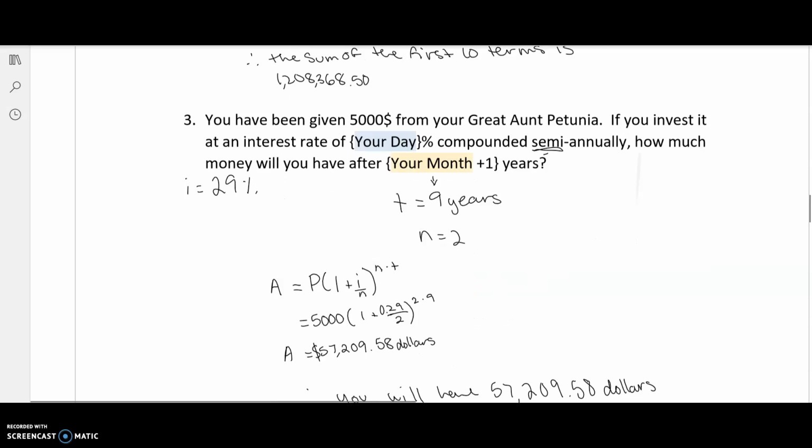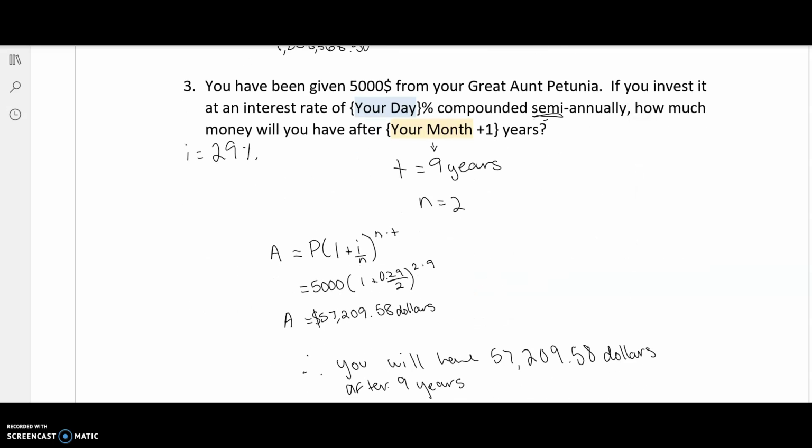So therefore the sum of the first 10 terms is going to be 1,208,368.50. So this next question tells me that I've been given $5,000 from my great aunt Petunia. If I invest it at an interest rate of my day, which is 29%, compounded semi-annually, which means that my n value is going to be 2. How much money will I have after my month plus 1 year? So it's going to be 8 plus 1, so it's going to be 9 years. And I didn't mention this earlier, but my day is 29, so I is going to be equal to 29%.